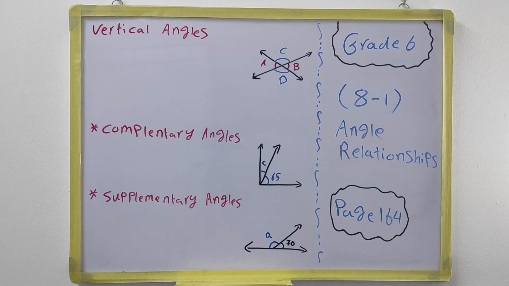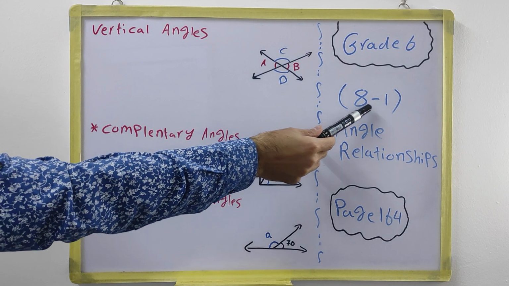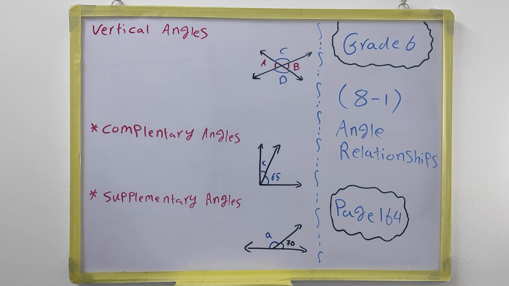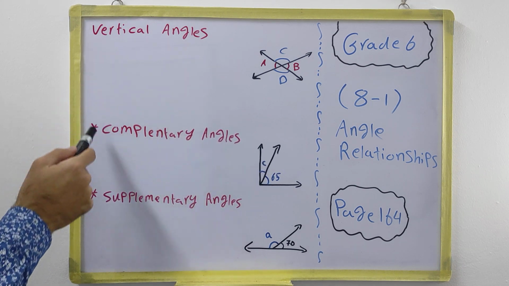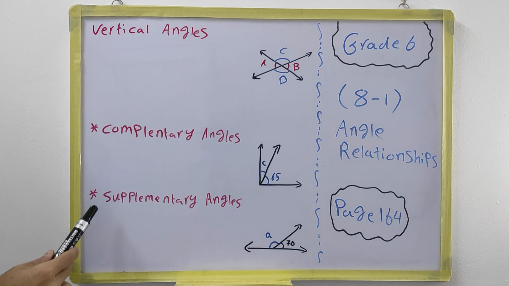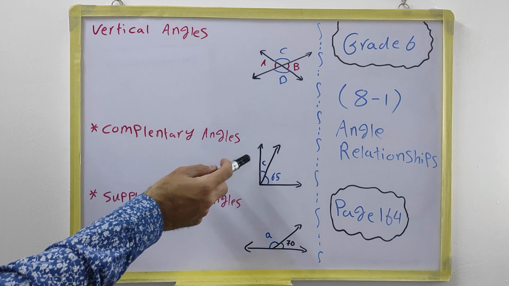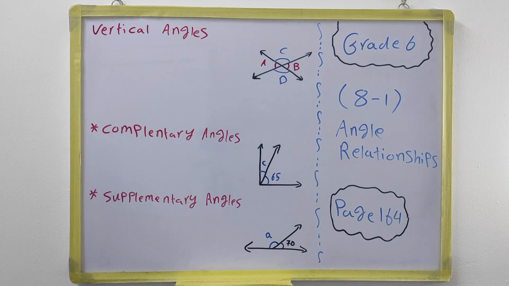Hi everyone, in this video for grade 6 we have unit 8.1, which is about angle relationships, on page 164 of the book. In this video we talk about vertical angles, complementary angles and supplementary angles. For each one of them we have some properties to know and some ways to solve to find the missing angles.